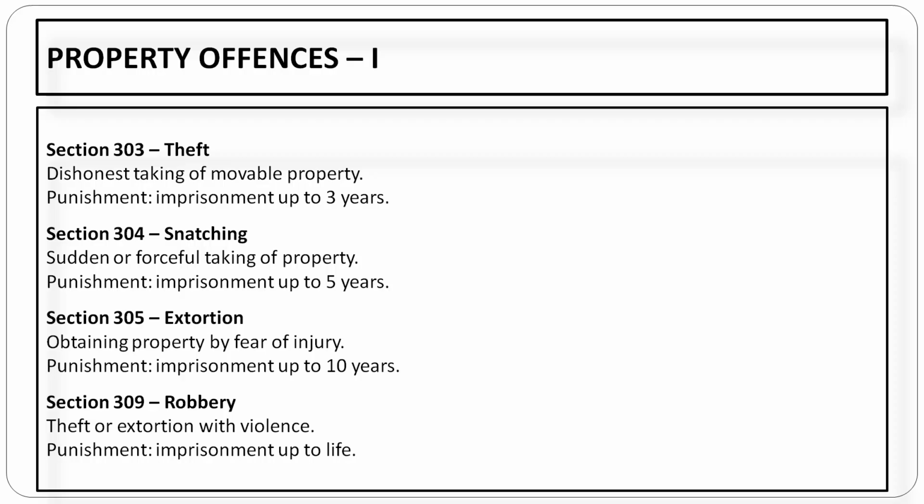The next one is section 309. It explains the offense of robbery. Robbery is theft or extortion combined with violence or threat of violence. It involves immediate harm or fear to the victim. Because of violence, robbery is treated as a very serious crime. The law aims to protect public safety, and because of that, the punishment can extend to imprisonment for life.